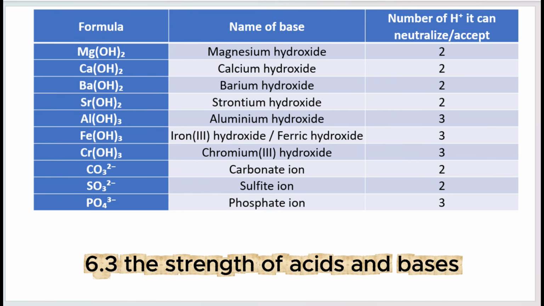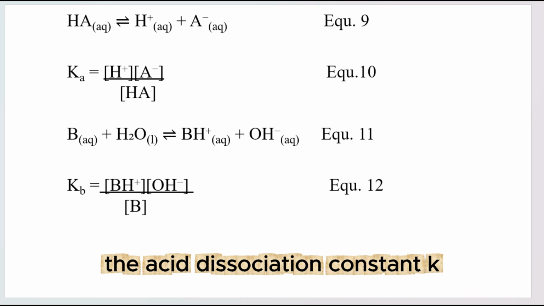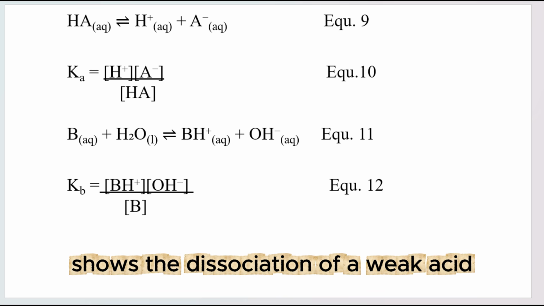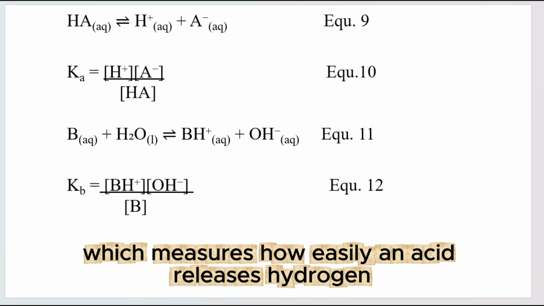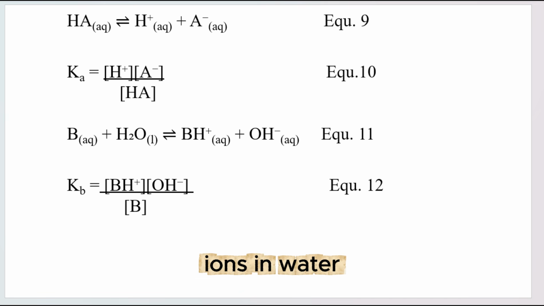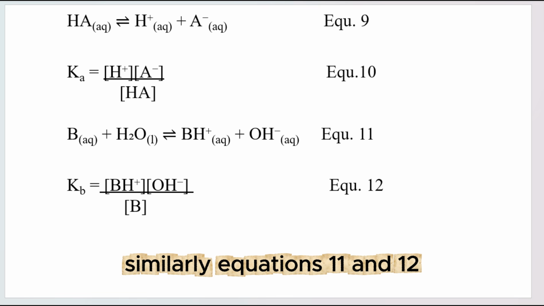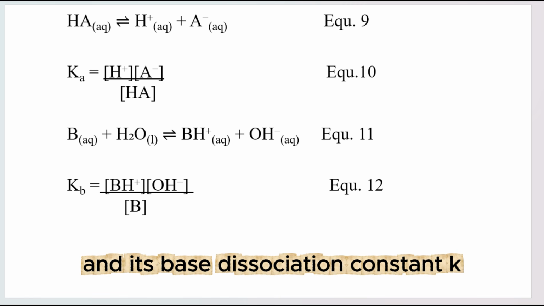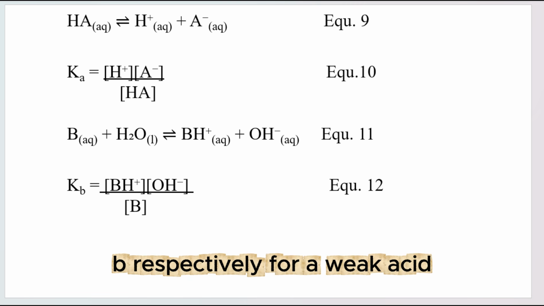6.3. The strength of acids and bases. The acid dissociation constant, Ka, in equation 10, obtained from equation 9, shows the dissociation of a weak acid, which measures how easily an acid releases hydrogen ions in water. Similarly, equations 11 and 12 show the dissociation of a weak base and its base dissociation constant, Kb, respectively.